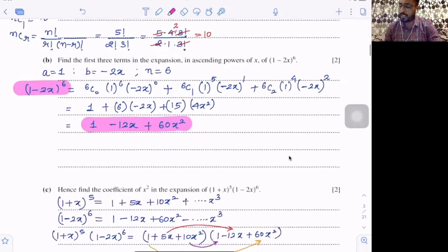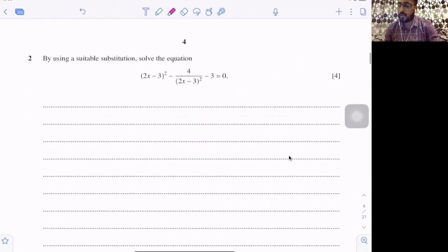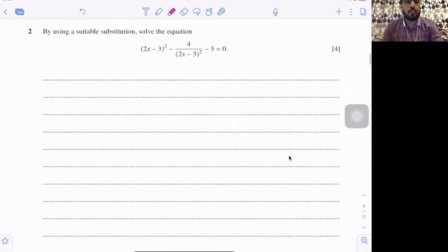So let's move on to the next question, students. Let's go to the second question now. So the second question says, by using a suitable substitution, solve the equation. So students, you can observe the equation has (2x minus 3) the whole square, minus 4 upon (2x minus 3) the whole square again, minus 3 equal to 0. So it is very clearly understood that my substitution is going to be 2x minus 3, right? Because 2x minus 3 is repeating 2 number of times in the entire equation. So I'm going to use 2x minus 3 as my substitution.